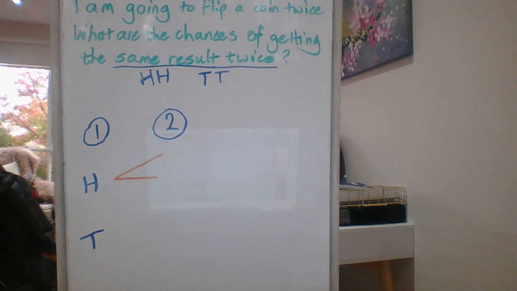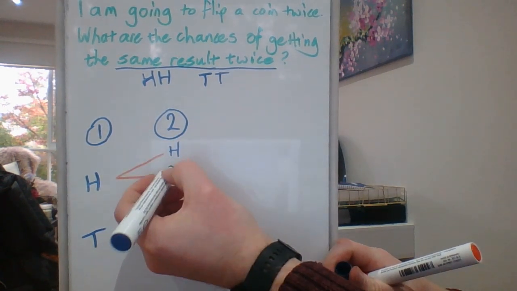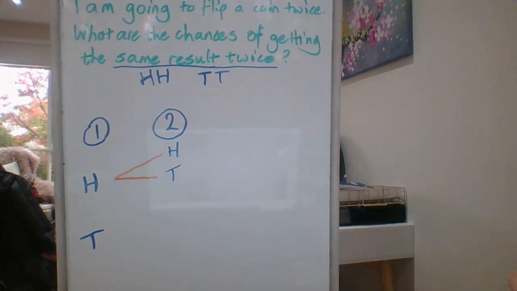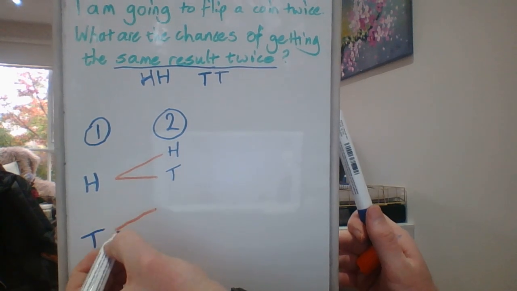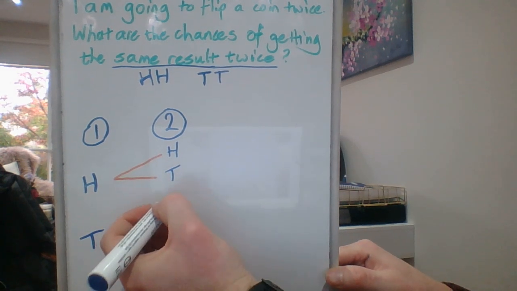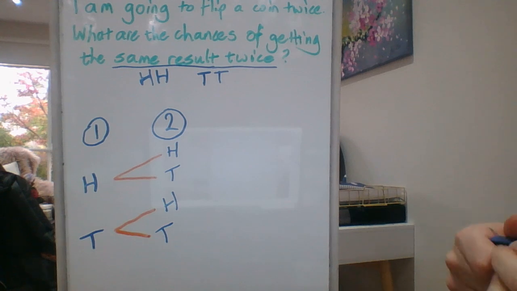I could roll a head again. If I rolled a head first, I could roll tails next. Okay. The same thing happens down here. If I rolled a tails first, I could flip a head, or I could flip a tail second. And from here, I can see that there are four possible outcomes.